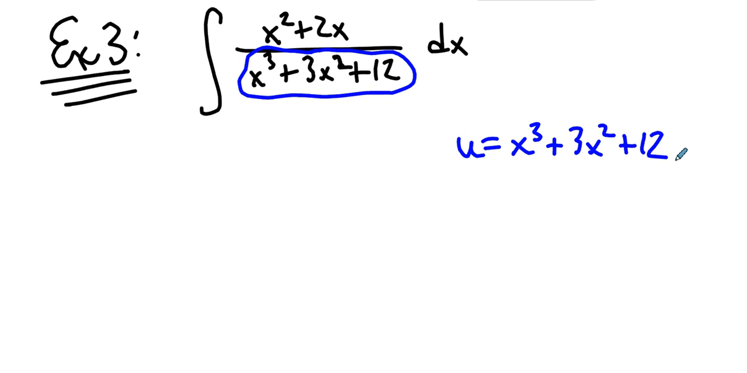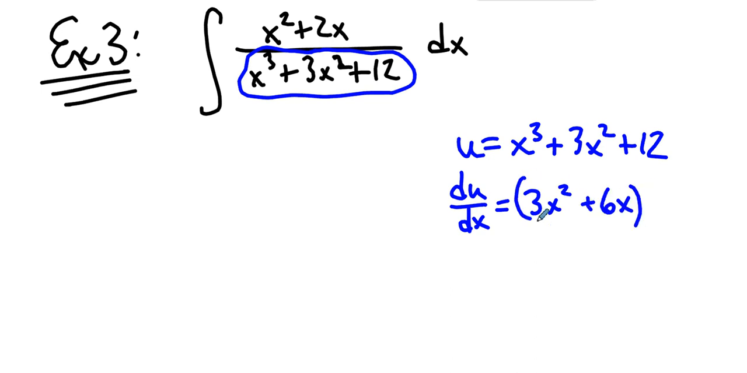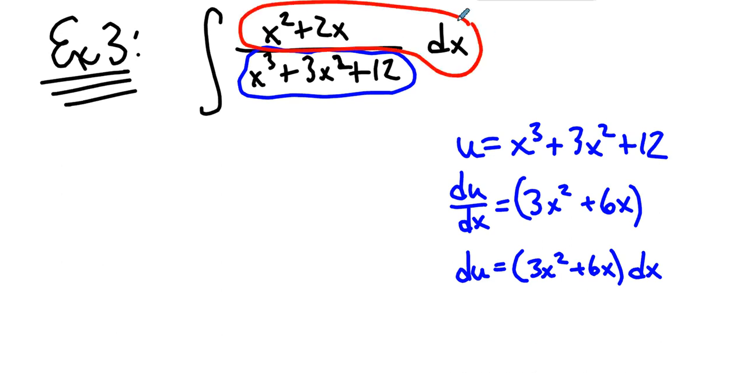And if the thing in the denominator is u, then the derivative of u is 3x squared plus 6x, which means that du with a little bit of chicanery is 3x squared plus 6x dx. What's the problem with that? The problem with that is that this is not that. Close, but not.